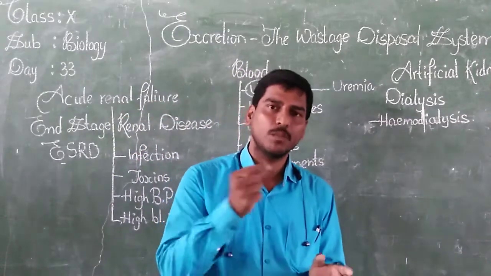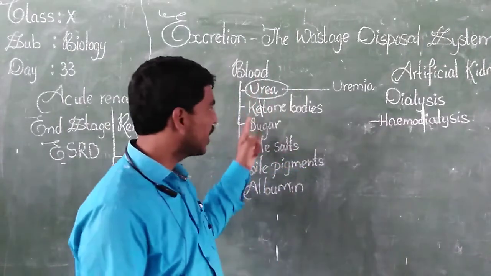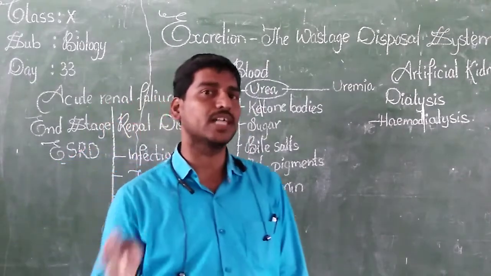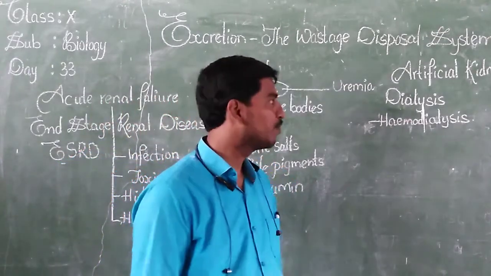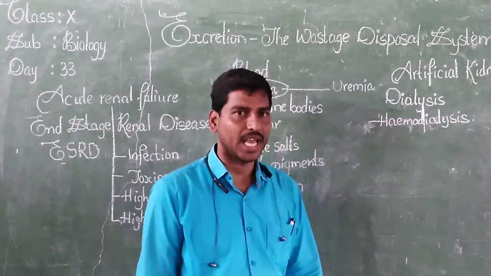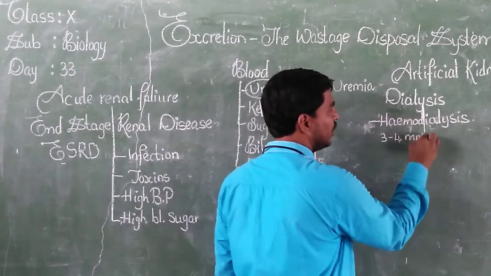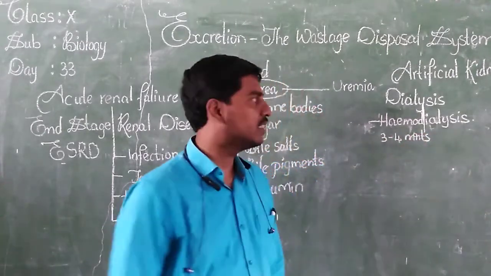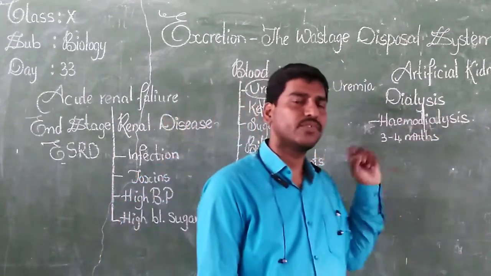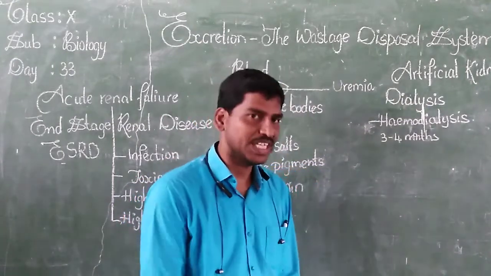From blood, small molecules like urea, ketone bodies, sugar, bile salts, bile pigments, and albumin are separated from large molecules like proteins through a semi-permeable membrane. That is hemodialysis. Once in every 3 to 4 months, doctors advise the patients to undergo dialysis. Of course, the frequency of dialysis depends upon the fluid intake of those particular patients.